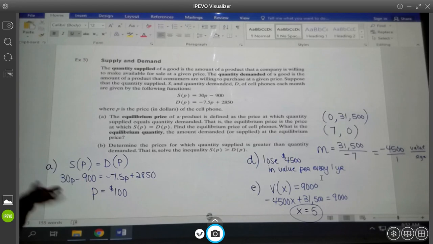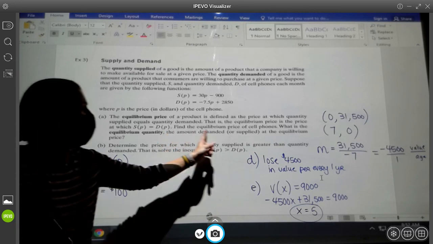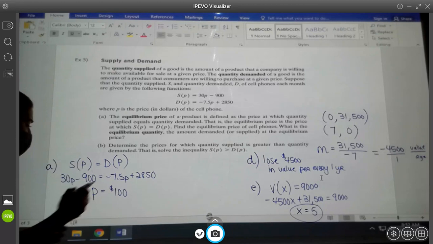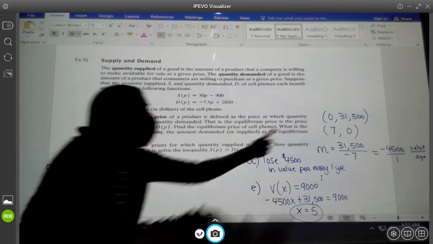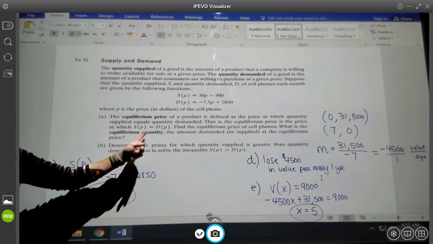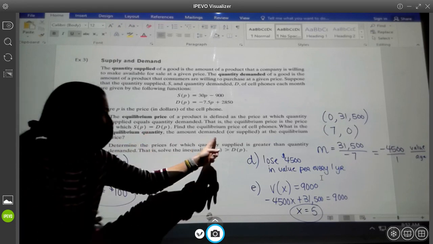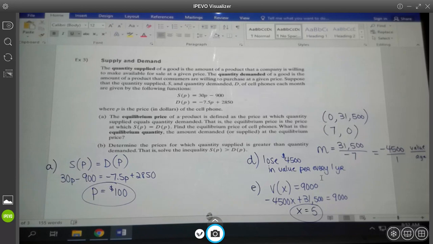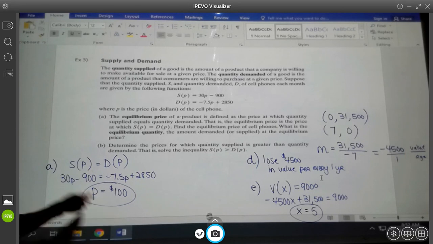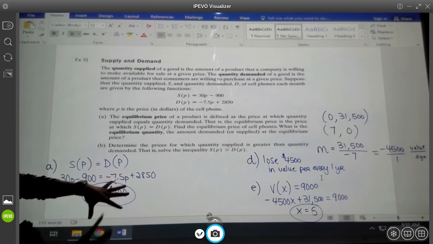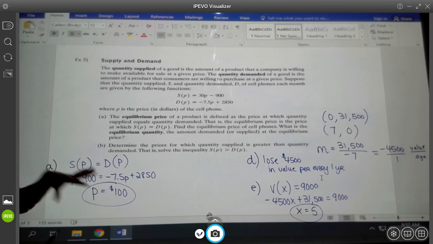Then they say, what is the equilibrium quantity? The amount demanded or supplied at the equilibrium price. So guys, you just found out what's going to make the supply and the demand function equal. If you plug 100 into S or D, you're going to get the same output because this is when these functions are equal. So to find out the equilibrium quantity, how many phones are supplied or demanded at a price of 100, you have to plug 100 into one of these functions. It doesn't matter which one because 100 makes them spit out the same answer.